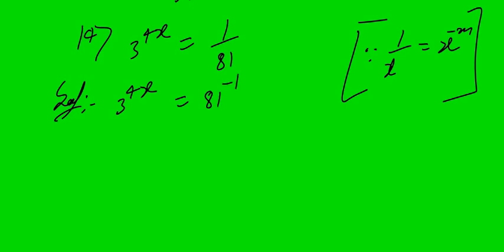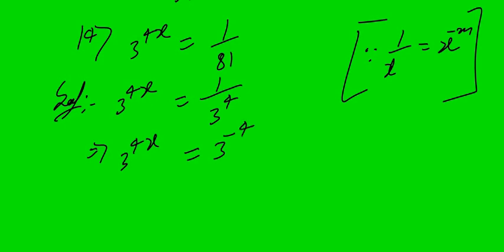If you want to solve it without any problem, we can write 1 upon 3 to the power 4, and then you have to take 3 to the power 4 in the numerator. So in the next step we will write 3 to the power 4x is equal to 3 to the power minus 4.